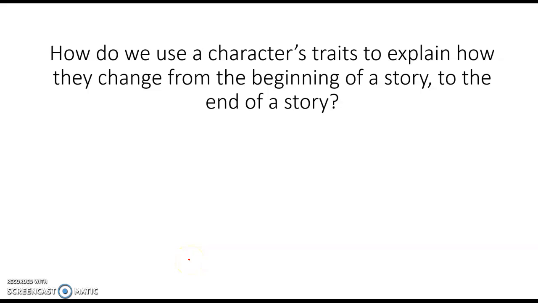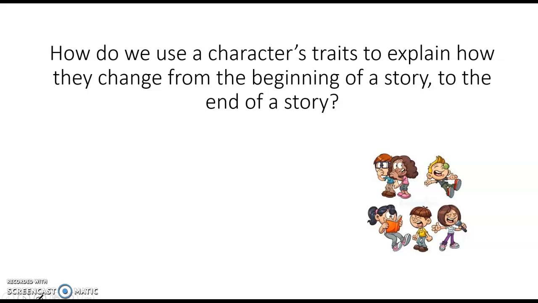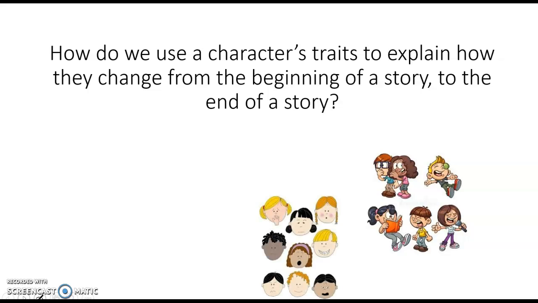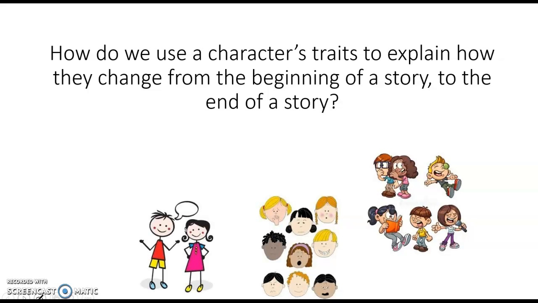So earlier this week, we talked about how we can identify a character's traits and explain a character's traits. We talked about how traits often came out in the character's actions, how they were reacting to a problem. We saw it in their feelings, in their words, and in their thoughts. Today's lesson essential question is, how do we use characters' traits to explain how they change from the beginning of a story to the end of the story?